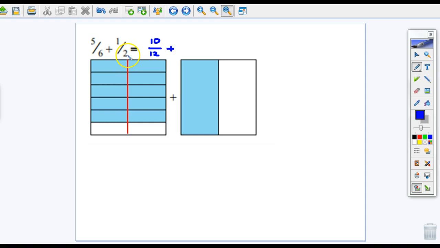So for the 2, in order to get 12, I have to multiply by 6. That means I need to multiply 1 by 6 as well. And then I can just add them together. 10 plus 6 is 16. So what I left out was, is that you have to add the lines to both of them. So this one is going to need 6 horizontal lines.